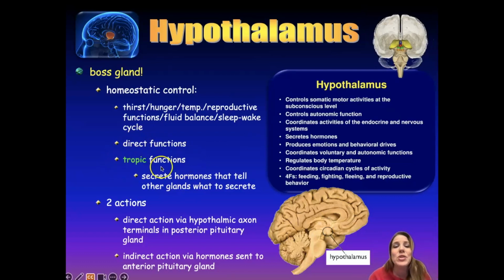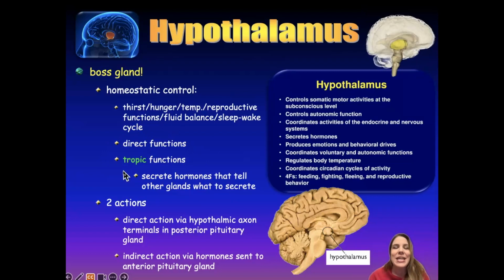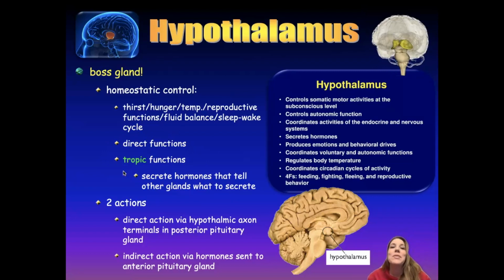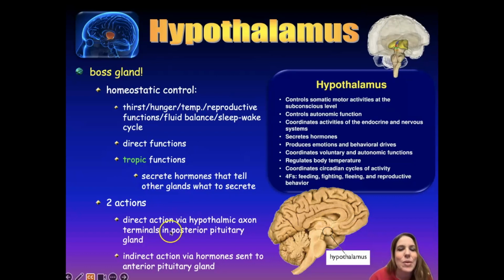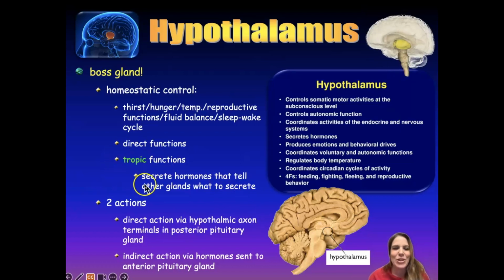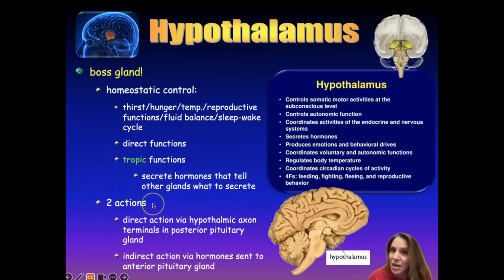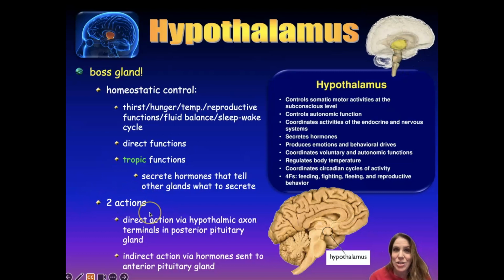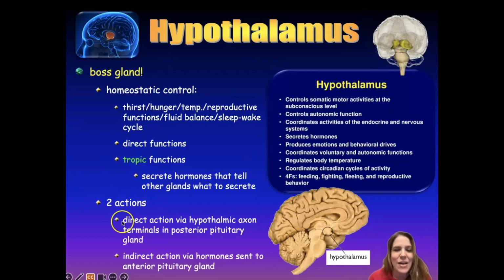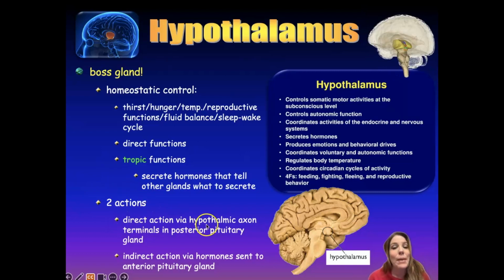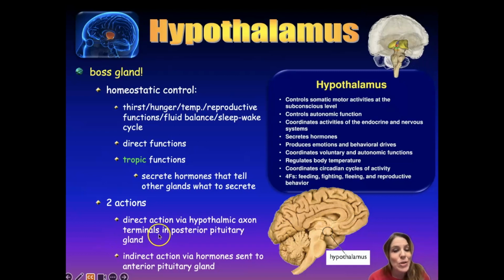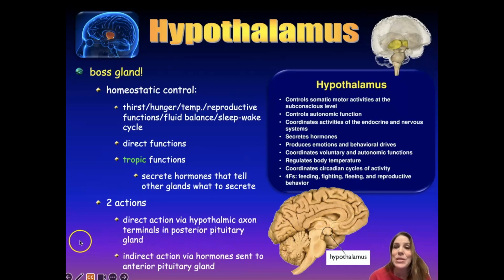So in that sense, it has an indirect function as well as direct functions. But overall, these are tropic functions in the sense that the hypothalamus is sending messages to other glands and telling them what they need to secrete. So that gives it a tropic function. But in essence, there are two main actions that the hypothalamus gland is going to have. Direct action via hypothalamic axon terminals in the posterior pituitary gland.